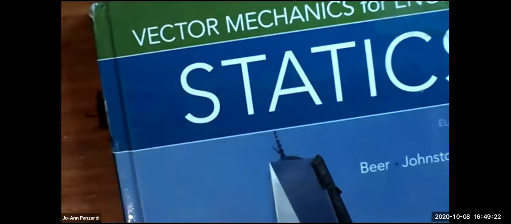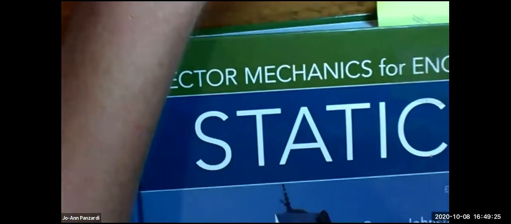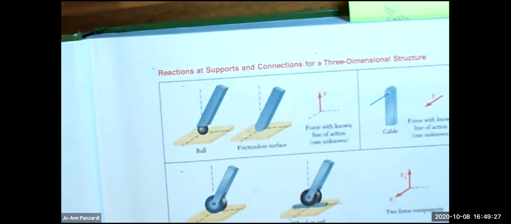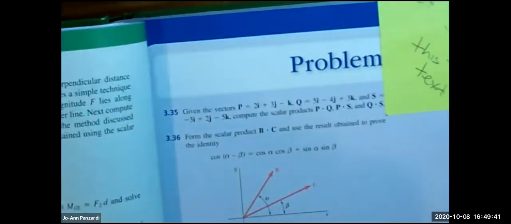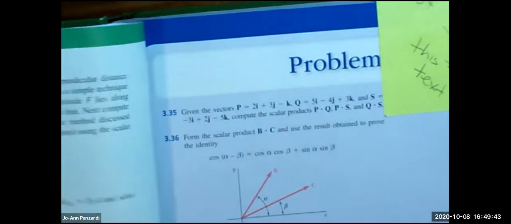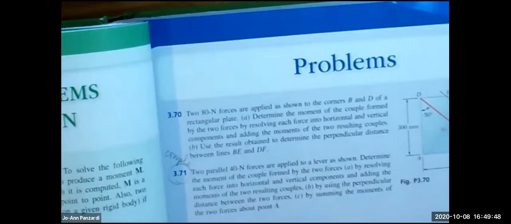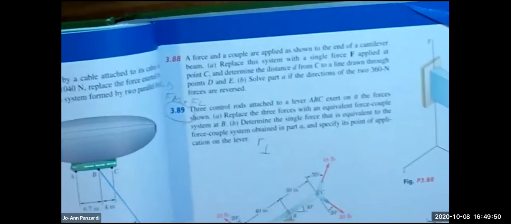Did I just hide? Oh, here's the textbook. Okay, so now what I want to do is look at the homework problems. I made two sets of homeworks, one 2D and one 3D, and I'm hoping you do 2D first, because 2D is always a little bit easier. So I'm on page 132, and we're just going to look at each question quickly to see what kind of problem it is.